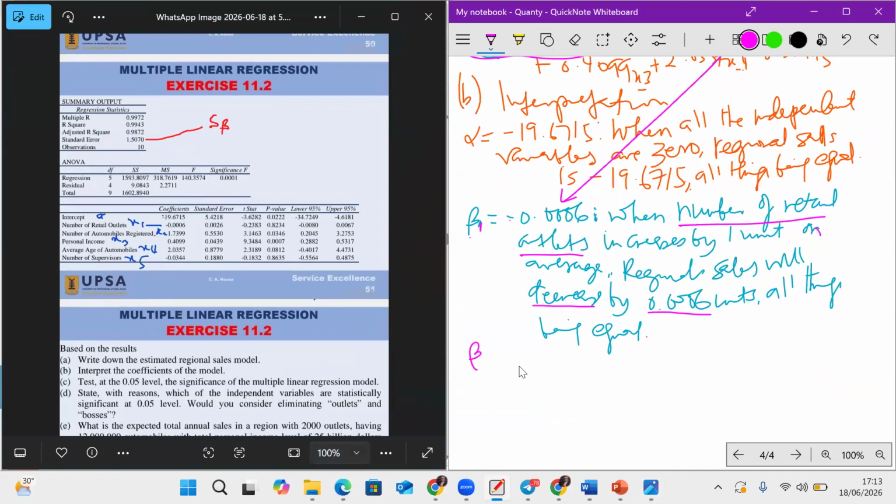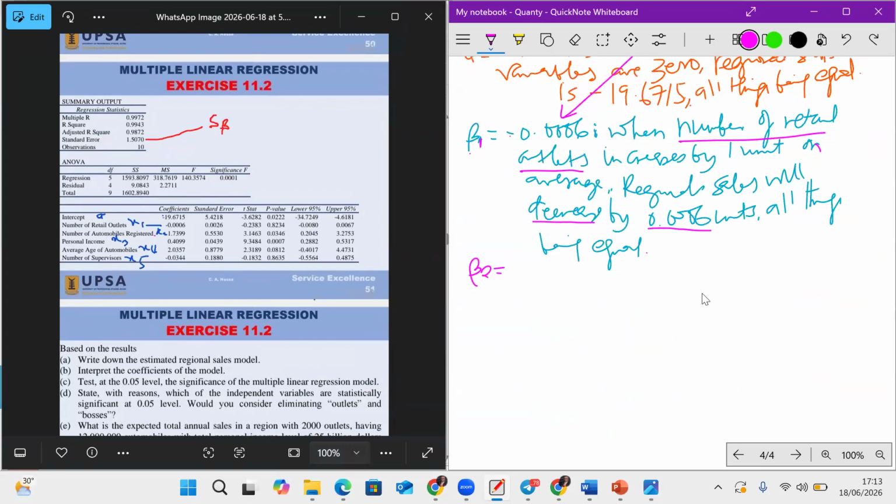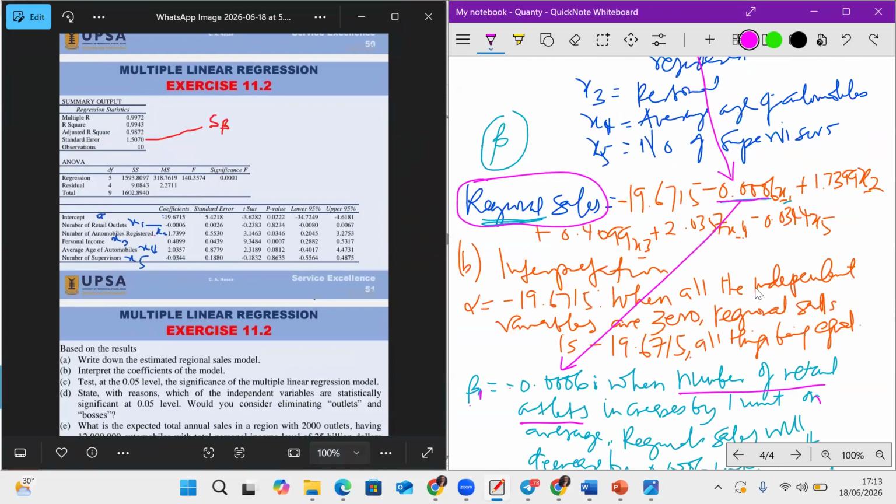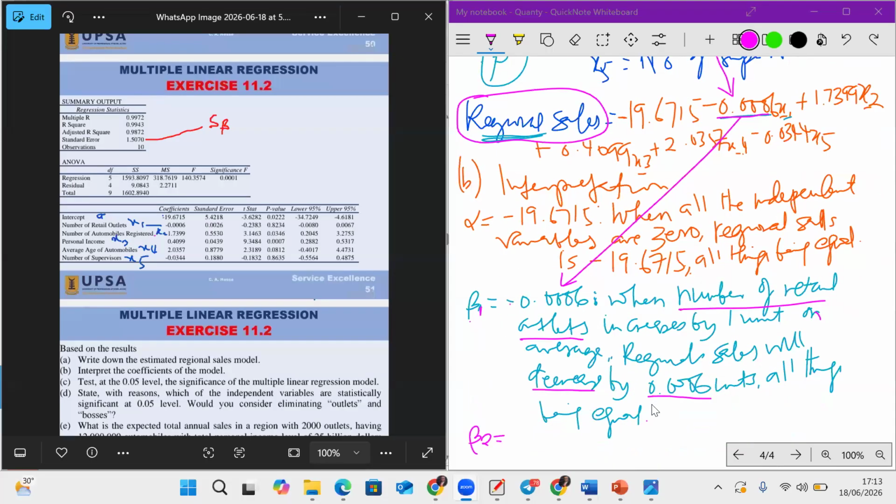Now let's go to B2, beta coefficient 2. What's the value? 1.7399, right? Because it is multiplying the x2. So B2 is the coefficient here. It is positive, so I will maintain it: 1.7399.